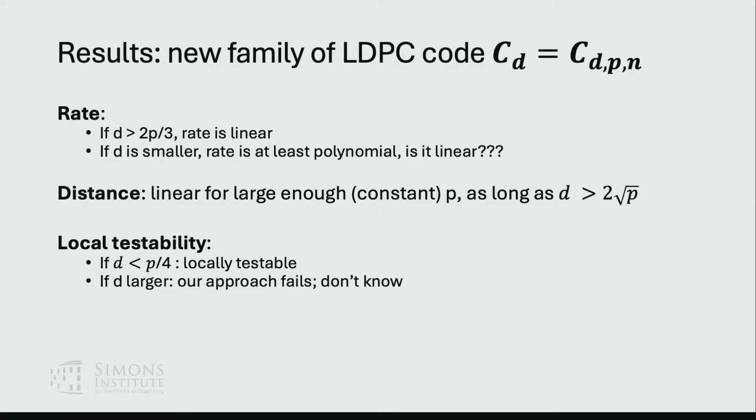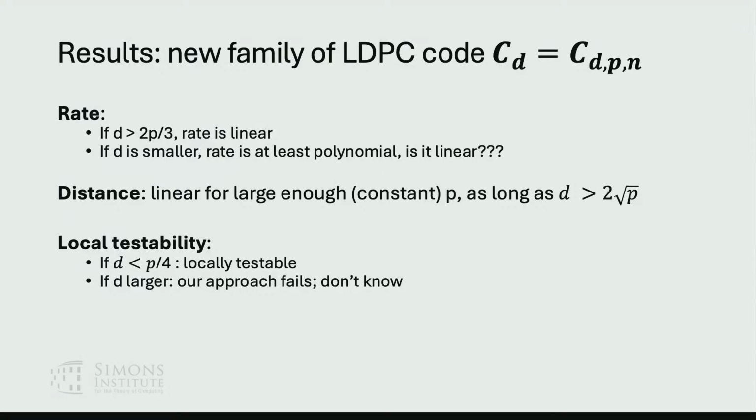Local testability, I didn't cover today, but we showed that when d is less than quarter p, you get local testability, and this is by an argument similar to Polishuk-Spielman adapted to this code. For larger d, the local code is no longer locally testable. This, I think, Rachel and Louis proved recently. But it doesn't mean that the global code is not locally testable.